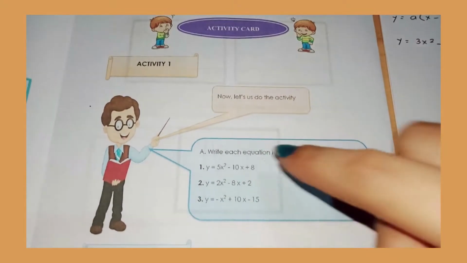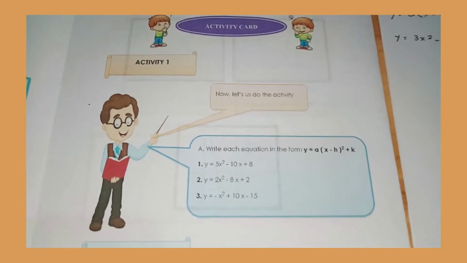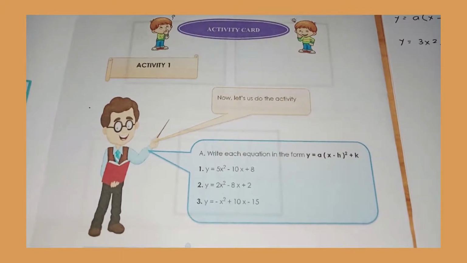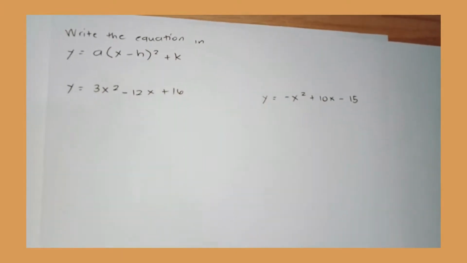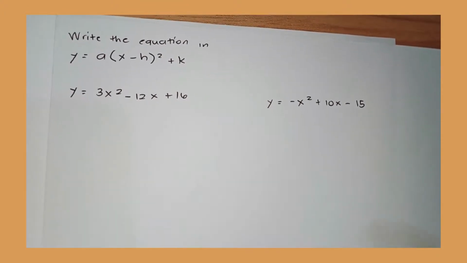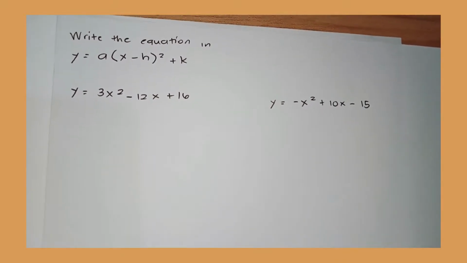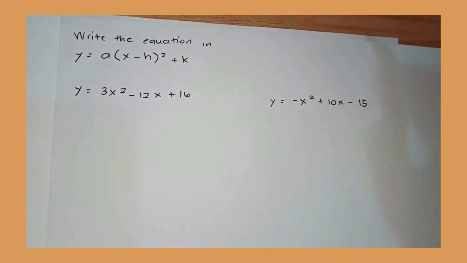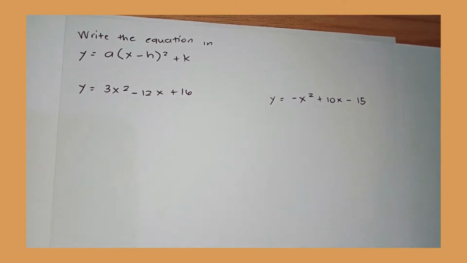So, yung number 1, 2, and 3 daw, kailangan natin gawin into this form. So, you need to show your solution. For example, we're given this equation. We need to make it in the form y is equal to a quantity x minus h squared plus k. So, yung given natin, halimbawa, ay y is equal to 3x squared minus 12x plus 16.